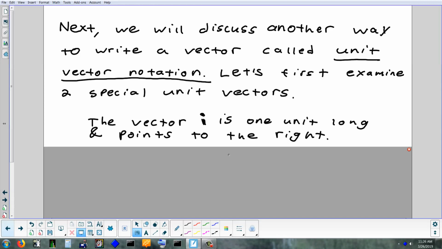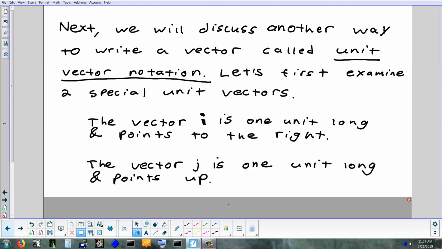Now, what do you think I could do to i if I wanted a vector that pointed to the left one unit? Because i points right, but sometimes I might want one that points left. Yeah, just throw a negative in front, and now negative i would point to the left. Okay, so we got left and right covered.